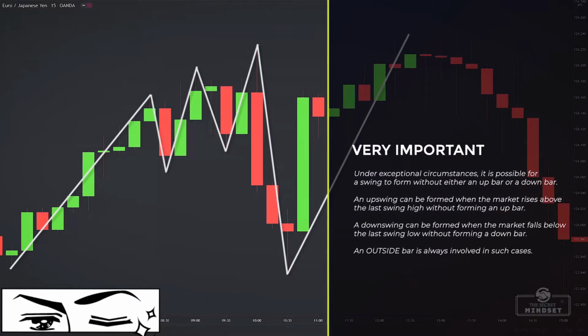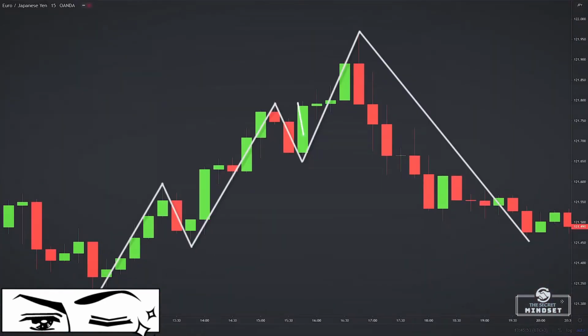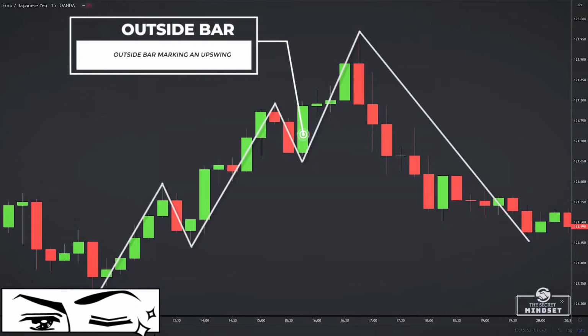However, under exceptional circumstances, it is possible for a swing to form without either an up bar or a down bar. An upswing can be formed when the market rises above the last swing high, without forming an up bar. Similarly, a downswing can be formed when the market falls below the last swing low, without forming a down bar. An outside bar is always involved in such cases. This is an example of the market forming a new downswing without a down bar. And this is an example of the market forming a new upswing without an up bar.